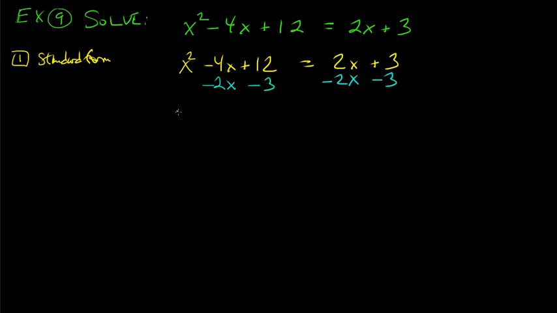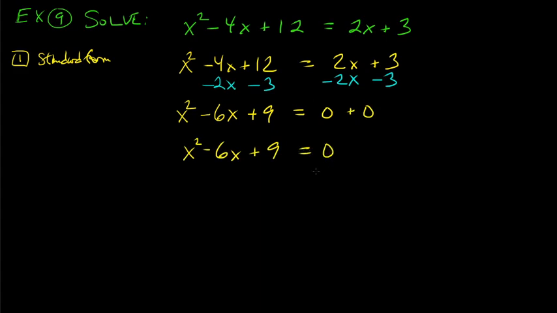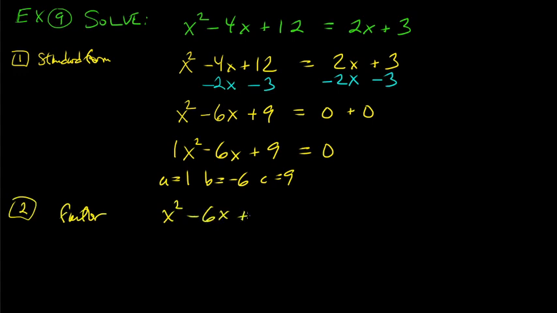So what that leaves us with, on the left, we still have the x squared, but negative 4x plus negative 2x is negative 6x. And 12 minus 3 is 9. But on the right side, we have 2x minus 2x, which is 0, and 3 minus 3, which is 0. And of course, 0 plus 0 is 0. Okay, so now it's in standard form. A is 1, B is negative 6, and C is 9. So next, we want to factor the left side, x squared minus 6x plus 9.